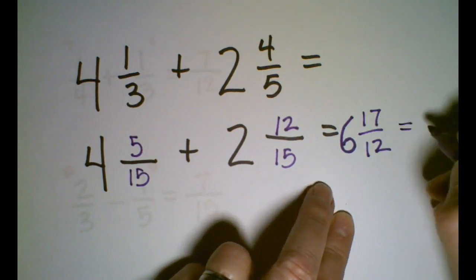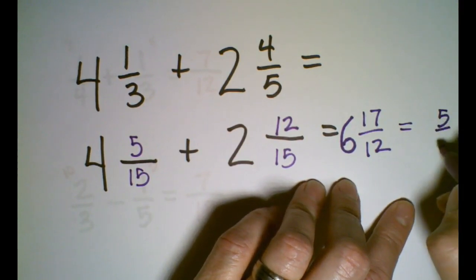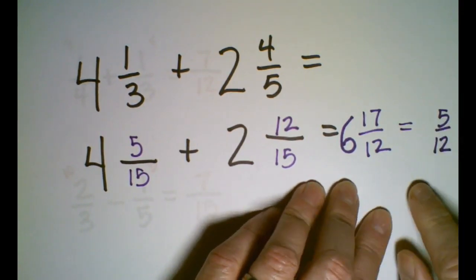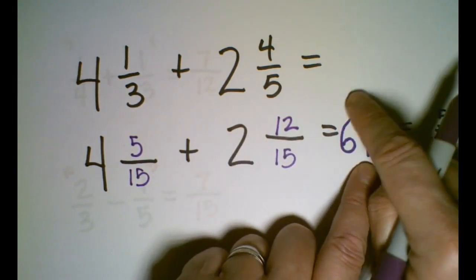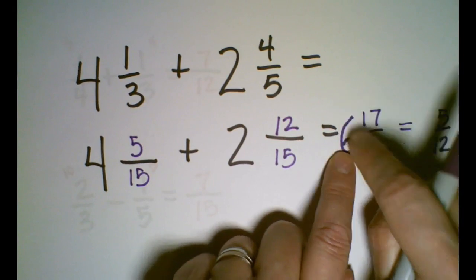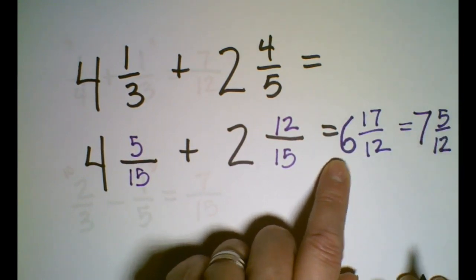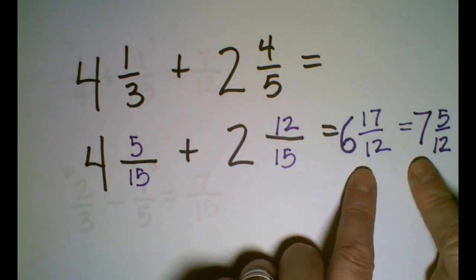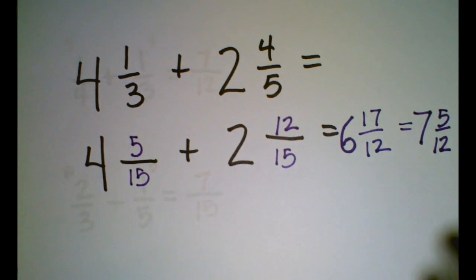So I'm going to take 12 twelfths out of that, take one whole out of that, which now gives me 5 twelfths. Okay, and I'm going to take that whole, and I have to keep this equal, so I just can't lose it. I'm going to take it and transfer it into the whole number column. And so my final answer for this problem is 7 and 5 twelfths.